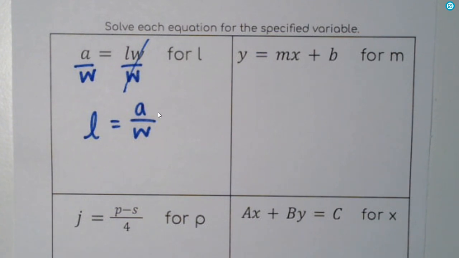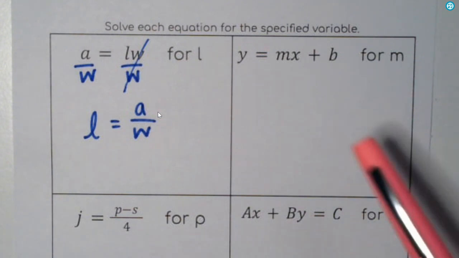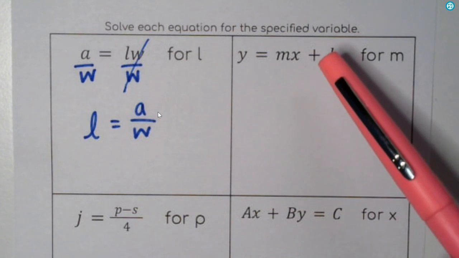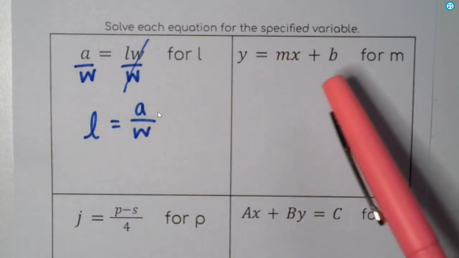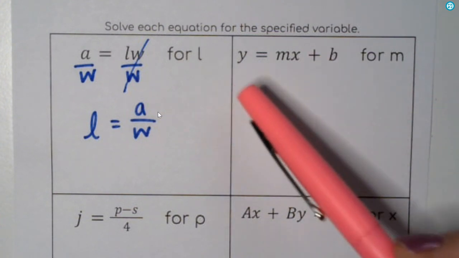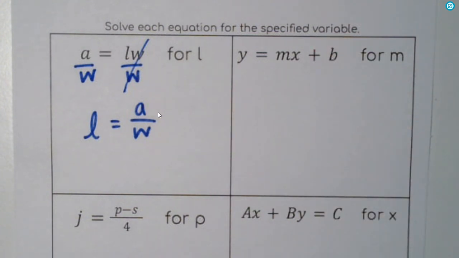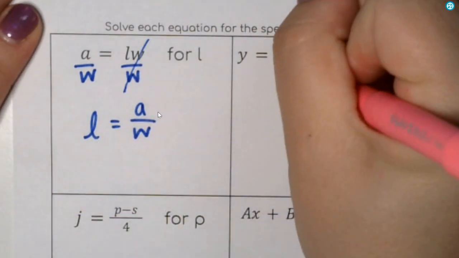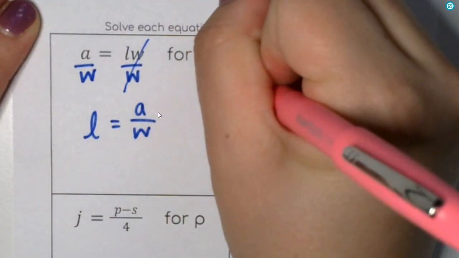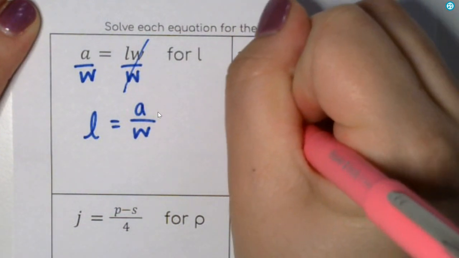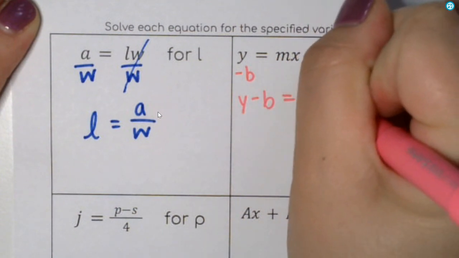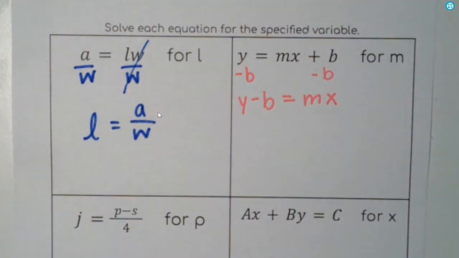This next one we've got here, y equals mx plus b, we are trying to get m by itself. So that means we need to get rid of the b and the x. Just like if we were solving an equation, we want to get rid of the things that are furthest away first. So we're going to get rid of that b first. So I'm going to subtract b from both sides because that's the opposite of addition. So I've got y minus b on the left equals mx on the right. So subtract b from both sides.